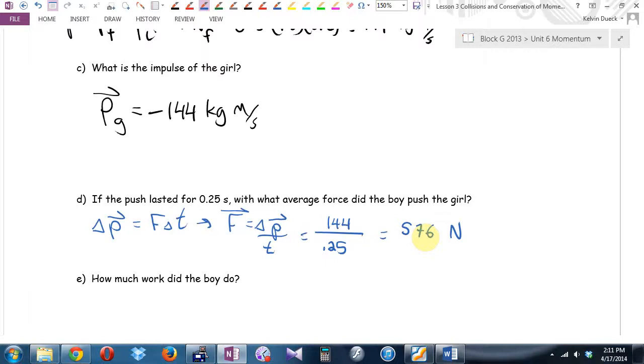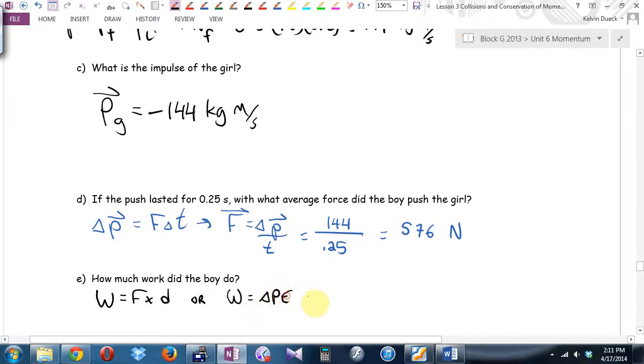Work. Well, my first thought was to go force times distance, and the reason is, what did I just find in part D? Force. I don't have a distance. Now, maybe there's enough that I can calculate a distance, but then I said, well, the other definition of work was change in potential energy plus change in kinetic energy. I think that's more promising.